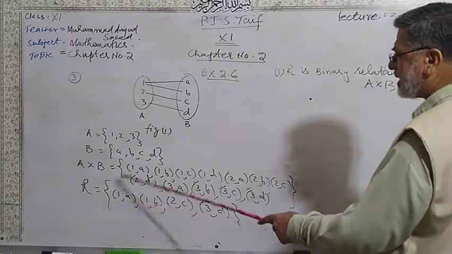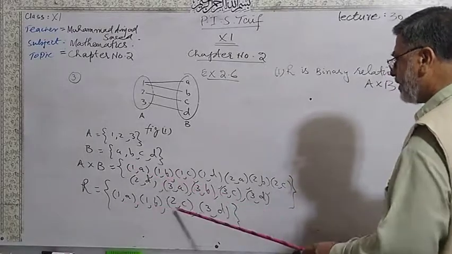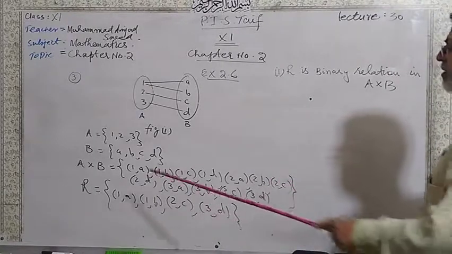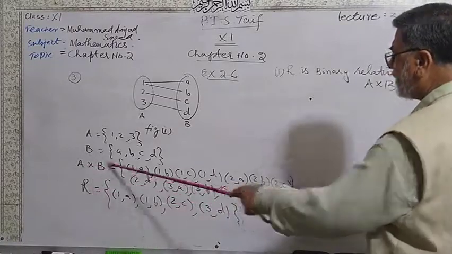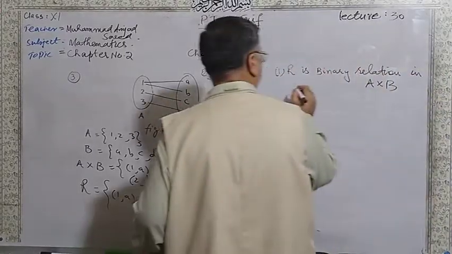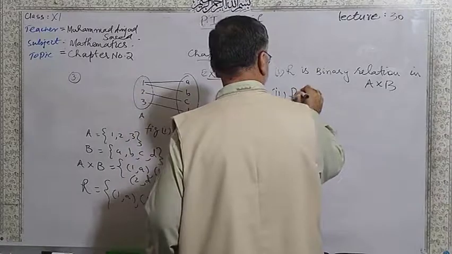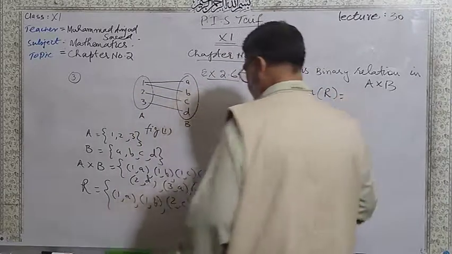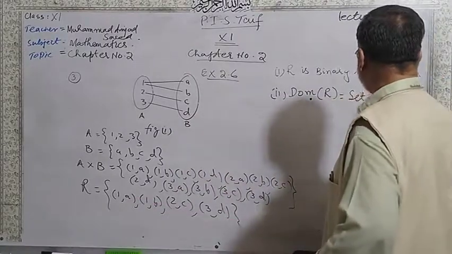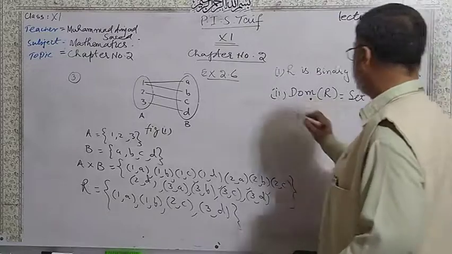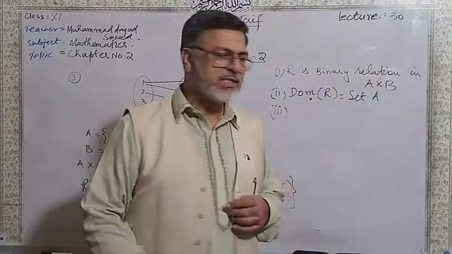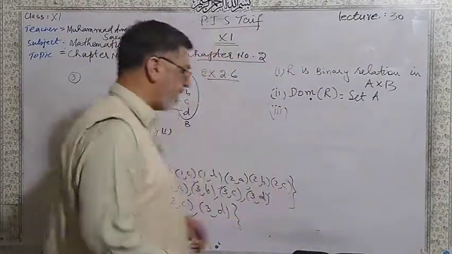You can check 1A is there, 1B is there, 2C is there, 3 through 2C, then 3D is there. So it means that the members of R are present in A cross B. That is, R is a binary relation in A cross B. Number 2, domain of R is equal to 1, 2 and 3. This is set A. What is the number 3 condition? Number 3 condition was no first element is repeating.